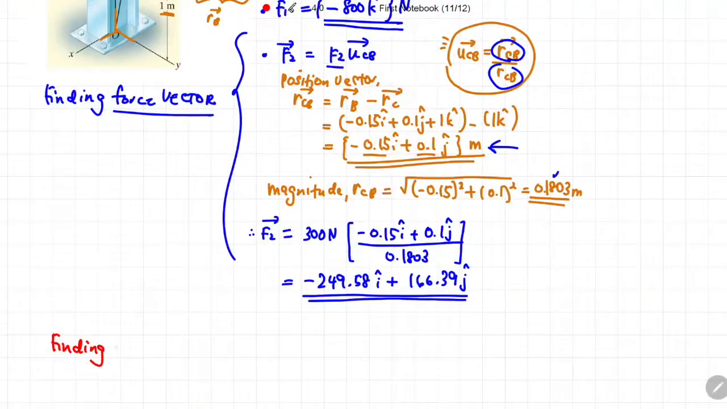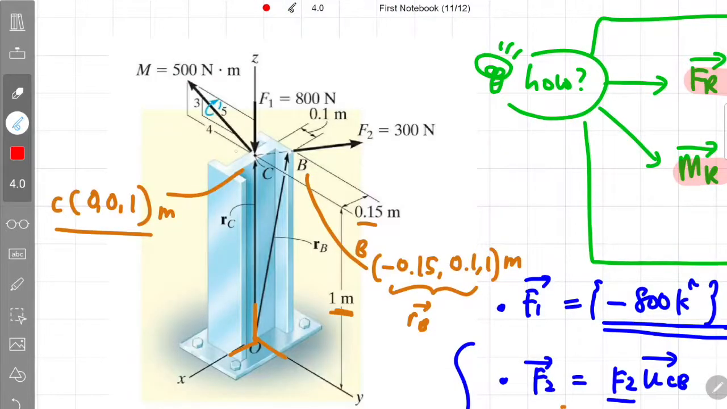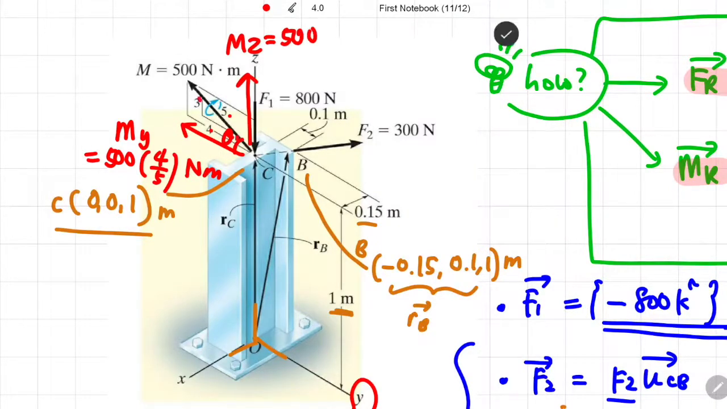So the next step is we want to find what is the moment vector. So the next thing we want to find is the vector of moment 500 Newton meter here. So if you look carefully at the direction of this particular moment, it lies within the y and the z plane. So you can actually resolve the magnitude into y direction, which you can calculate using 500 multiplied with cos theta, which is 4 over 5 Newton meter, and the moment in the direction of z can also be attained by multiplying 500 Newton meter with sin theta, which is 3 over 5.